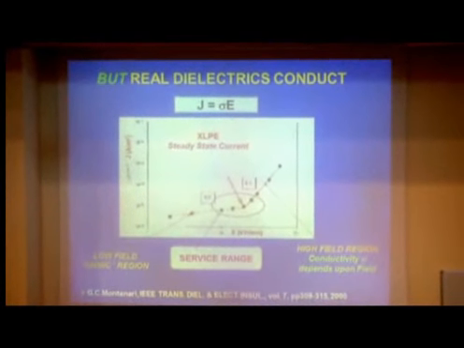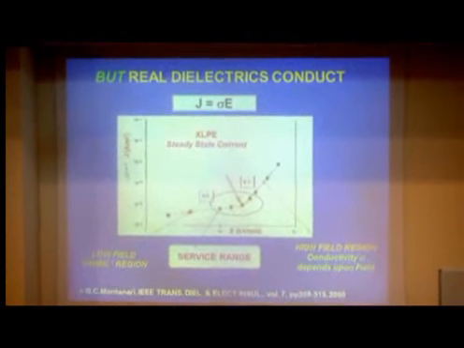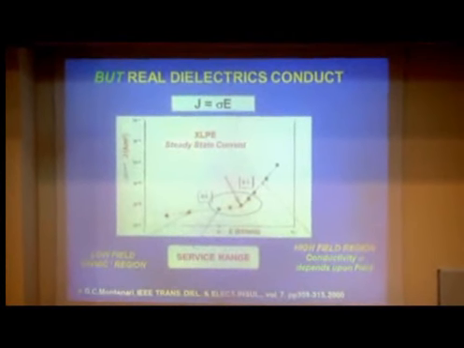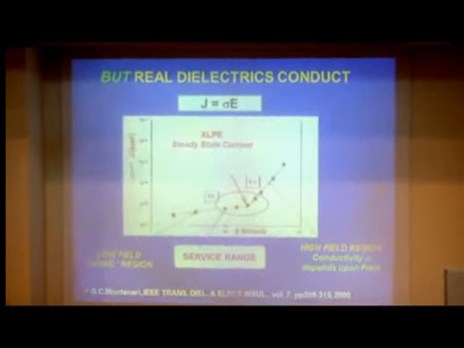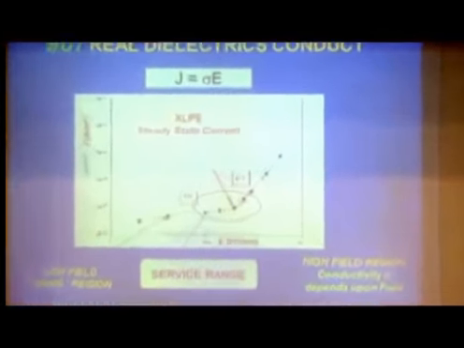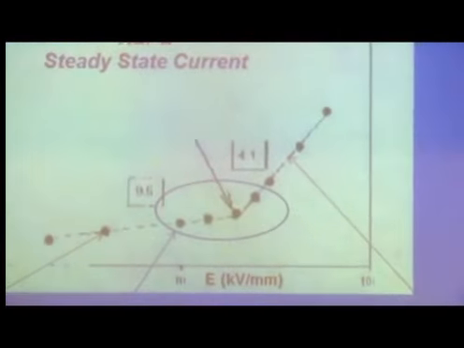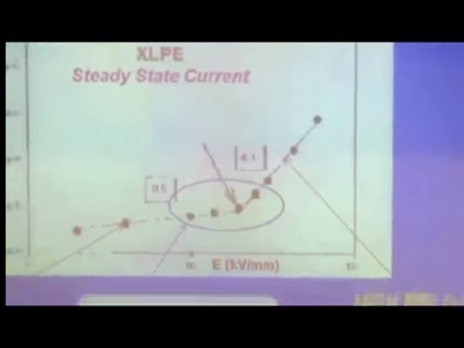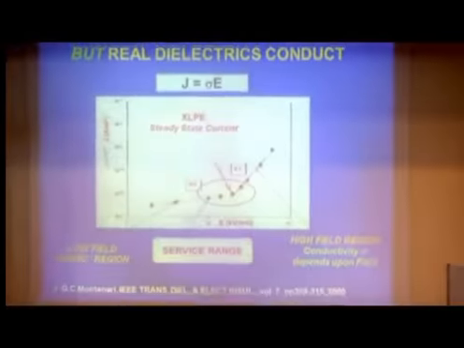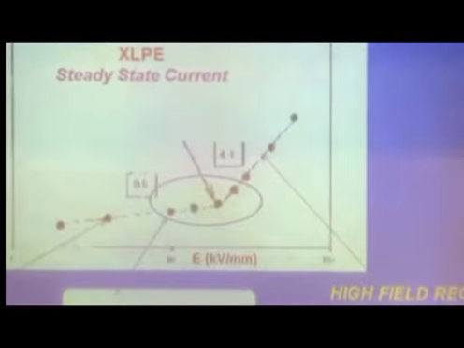So we do have some conductivity. And what's more, the conductivity is strongly field dependent. And here is the crux of the matter. This is a typical service range, particularly for cable insulation, and it covers the region where we go from low field conductivity to high field conductivity.